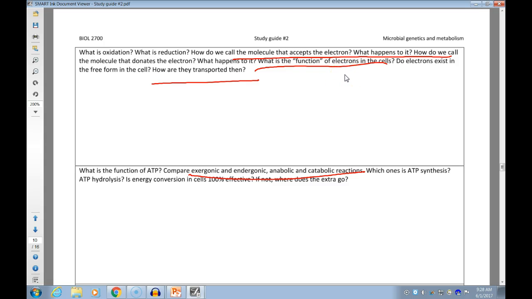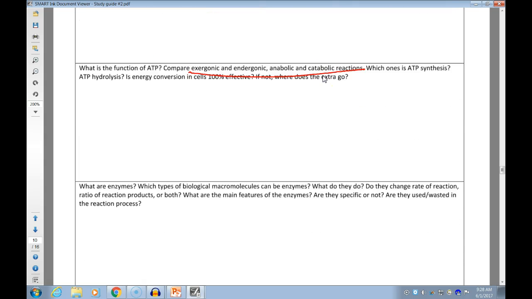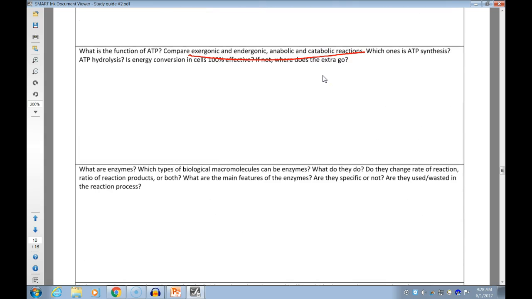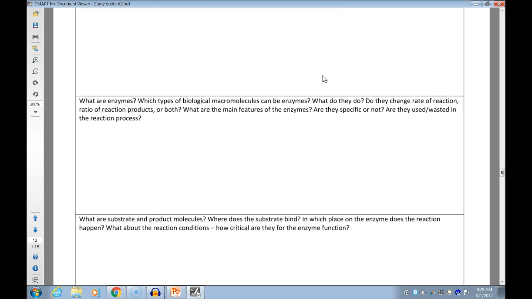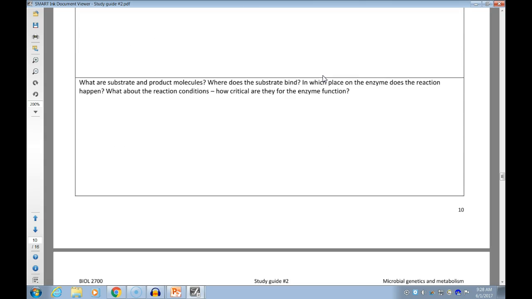It's not 100% effective. Not a single chemical reaction is 100% effective, I mean, energy conversion. Enzymes: major features, specificity. They're not used up in the reaction. They alter rate but not ratio. Substrate and product. Please remember that basic idea. Substrate binds to the active site and is converted into the product.